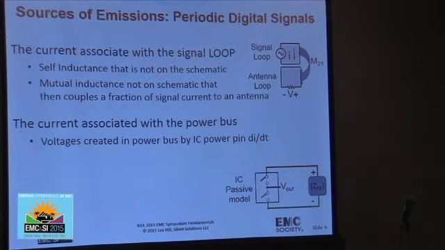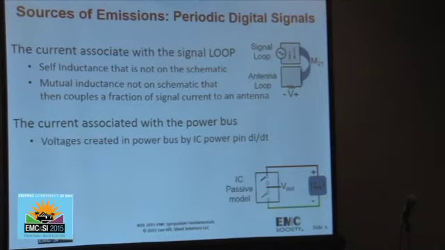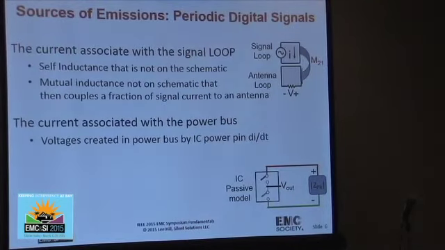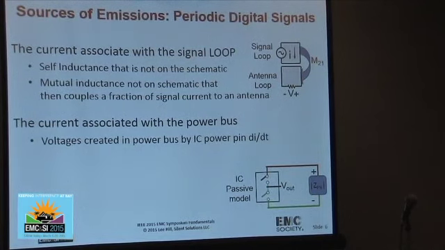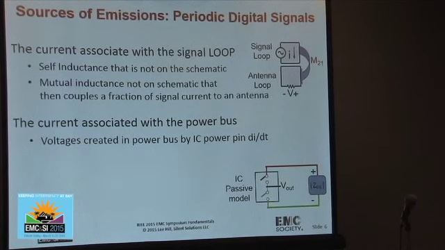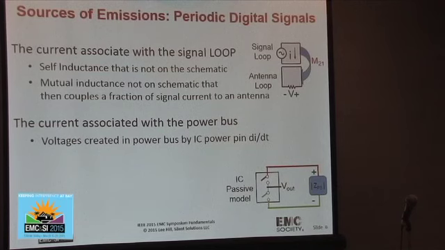So another current that could be the source of a radiated emission associated with periodic digital signals would be a current associated with the power bus. We have these digital circuits that turn on and off with time, and if the impedance of our power bus isn't exactly zero, then we expect to see a little bit of voltage across the power bus. There's a whole area of knowledge in power integrity, trying to keep that voltage down below a certain number, which often correlates to keeping that impedance small enough over a wide frequency range.